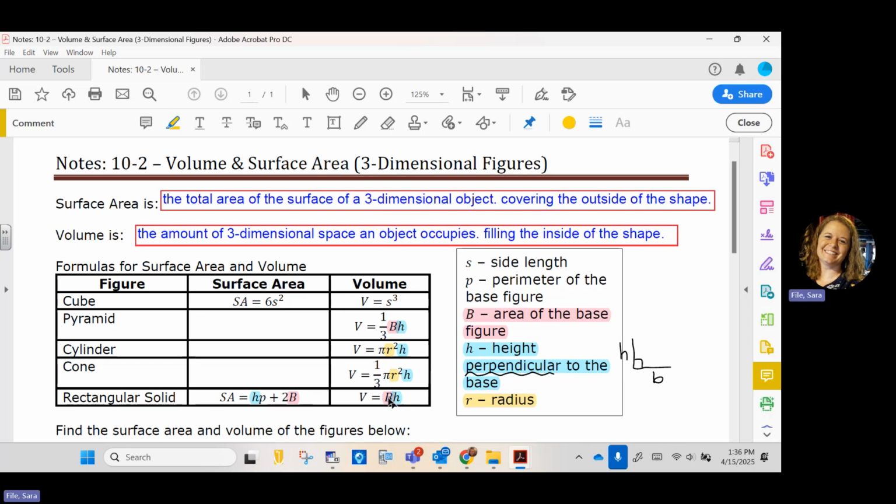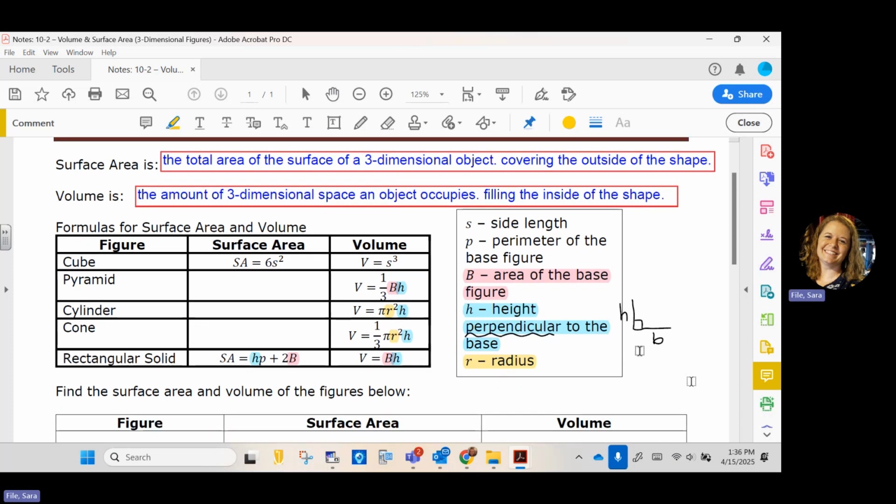Area of the base is length times width. If you want to write that down, you can, okay? So let's try to apply these. You'll notice I left surface area formulas blank for pyramid, cylinder, and cone. Y'all are not going to have to calculate those. The only shapes that y'all are going to find surface area of are going to be rectangular prisms or cubes, okay? So for those, we need to know surface area, but the rest, it's just volume.